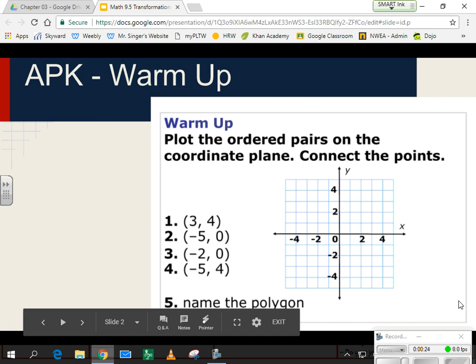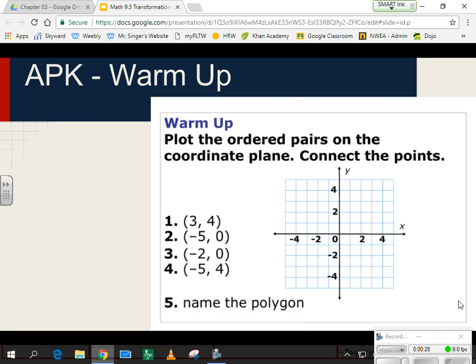Here's your warm-up. Plot the ordered pairs, so make a graph in your notes. Plot those four, and name the polygon it creates. Come back when you're done. Here are the results you should have gotten. You make a trapezoid. Longer end on top, shorter end on bottom. Hopefully I got that right.